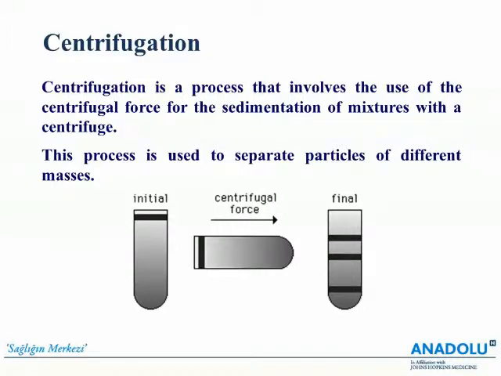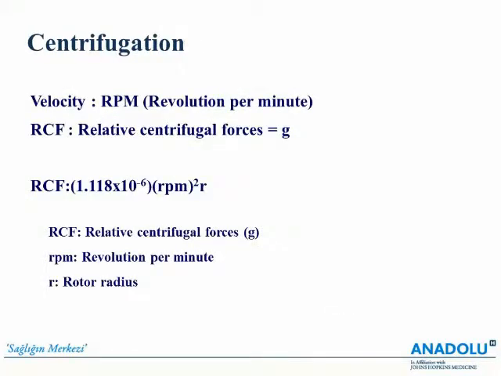Centrifugation, as we know, is a process that involves the use of centrifugal force for the sedimentation of mixtures in a centrifuge. So by this process, we try to separate particles of different masses. The two terms that we most often use related to centrifugation are, one, revolution per minute, and two, G. Revolution per minute is RPM, and G is relative centrifugal force. If you look at the equation below, we see that G is directly proportional to the radius of the rotor of the centrifuge. What does this mean?